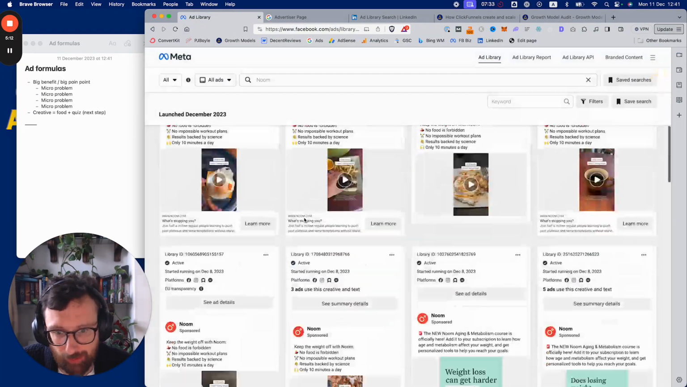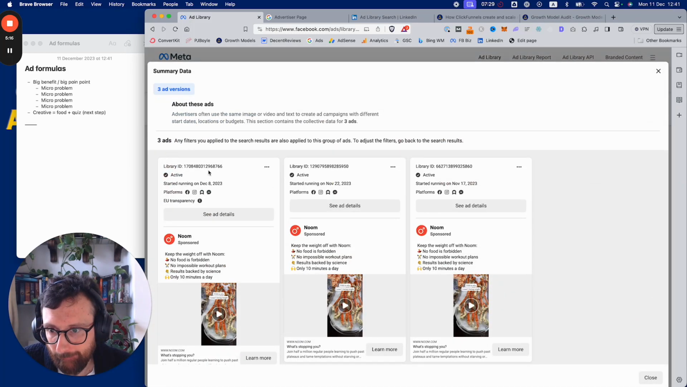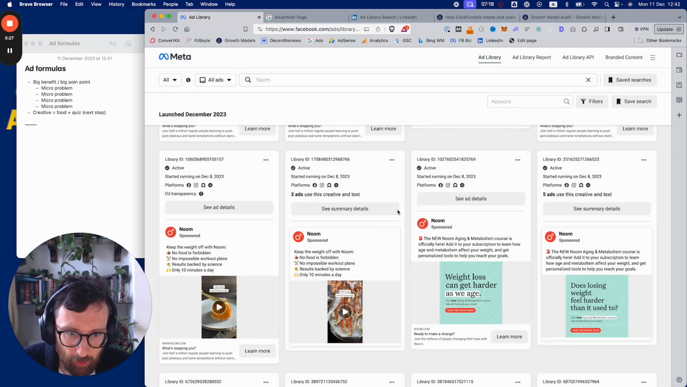Yeah, so they just reset all of these ads on the 8th of December. 8th, November 22nd, November 17th. So over a month, but it's the same thing, right? It's exactly the same. They've just changed the creative. So the copy must be working pretty well. You should never copy because you can never guarantee it, but smart money's on it working well.